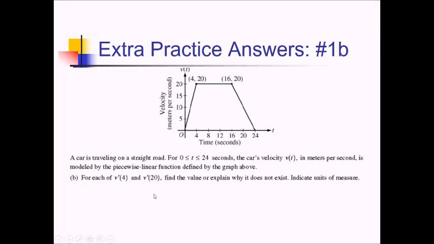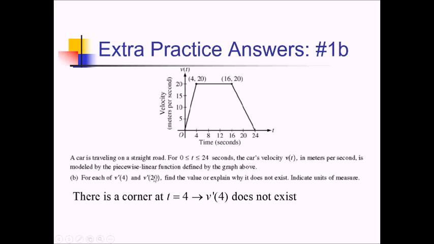For this part of the problem, they want us to find v prime of 4 and also v prime of 20, or say they don't exist. And then also don't forget those units of measure. So for v prime of 4, this is the slope of the v graph. Taking a look up here, at 4 we actually have a corner at time equals 4. So v itself does not have a derivative there. This is a non-differentiable spot. So I'm going to say there is a corner at time 4. Therefore, v prime of 4 does not exist.